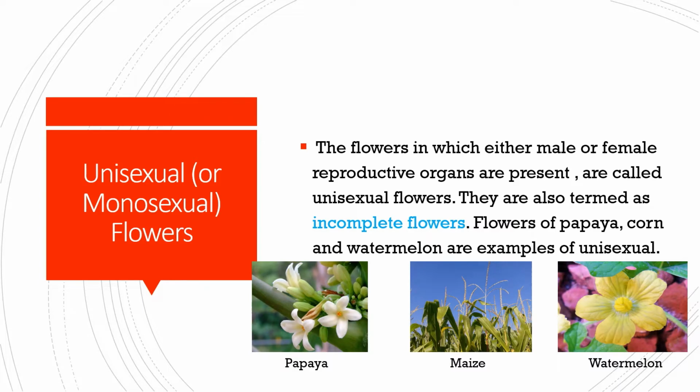Unisexual or monosexual flower. The flower in which either male or female reproductive organs are present is called a unisexual flower. They are also termed as incomplete flowers. Flowers of papaya, corn, and watermelon are examples of unisexual flowers.